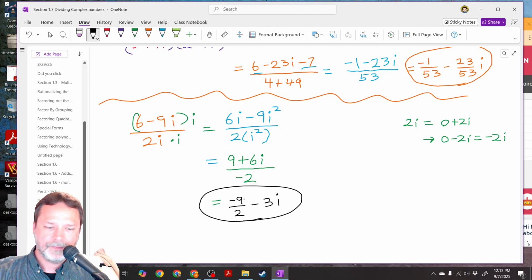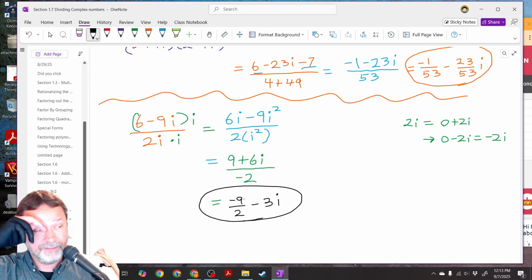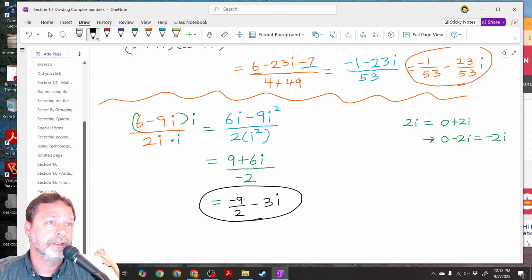Okay. We got rid of that i in the denominator. Very similar to getting rid of irrational numbers in the denominator, when we say rationalize the denominator, something we did very recently. Very, very similar process. If you'll notice, you compare the two. Very similar.